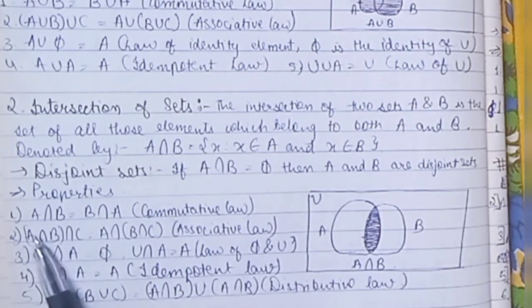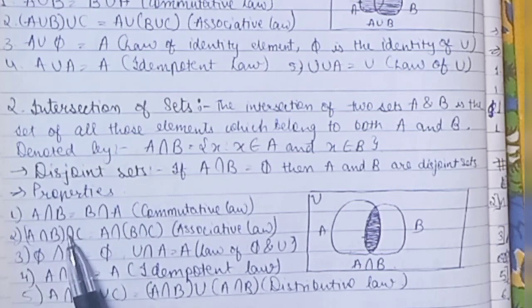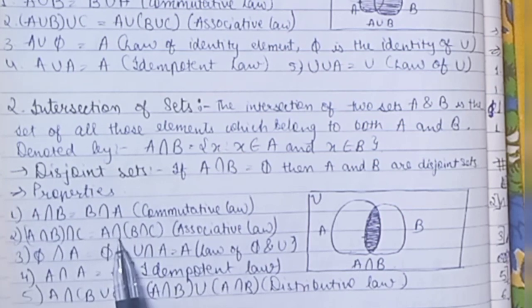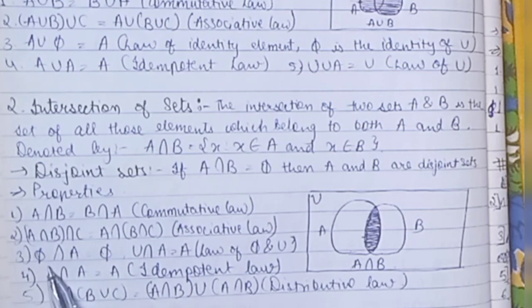Their properties are: A intersection B is equal to B intersection A; A intersection (B intersection C) is equal to (A intersection B) intersection C; A intersection null set is null set; A intersection A is A; and A intersection (B union C) is equal to (A intersection B) union (A intersection C).